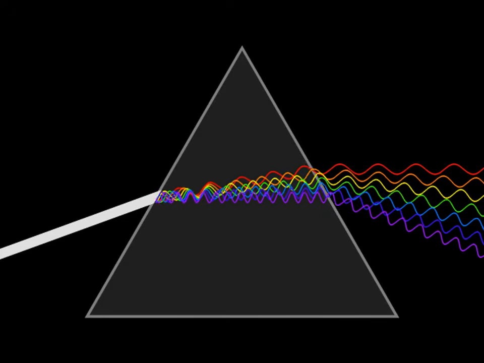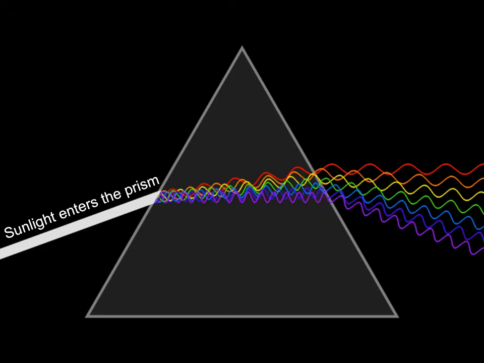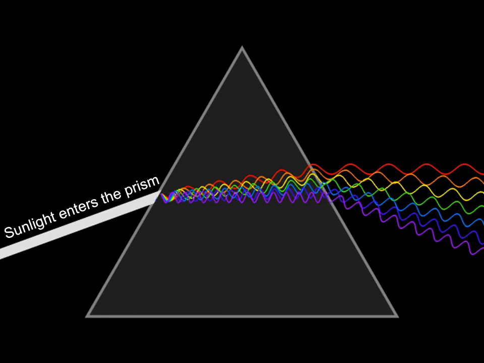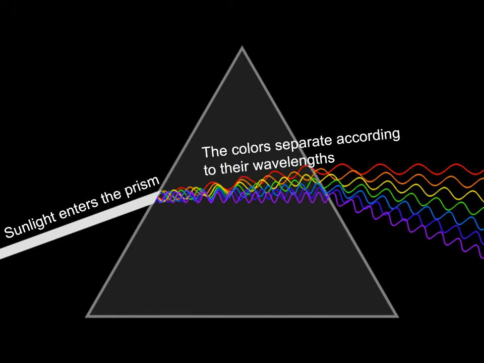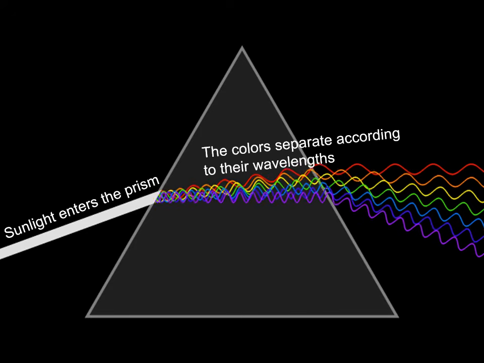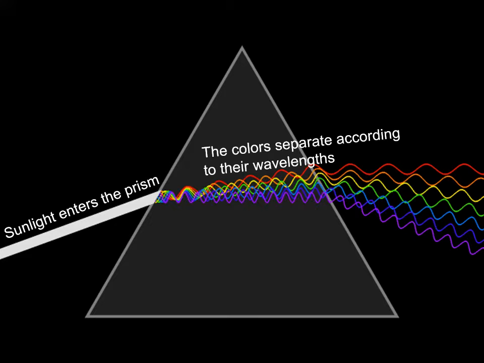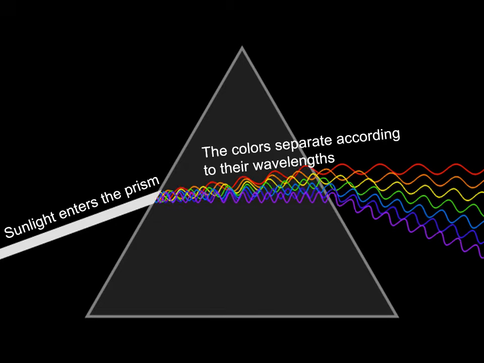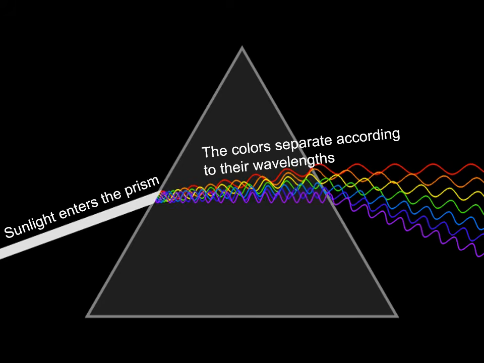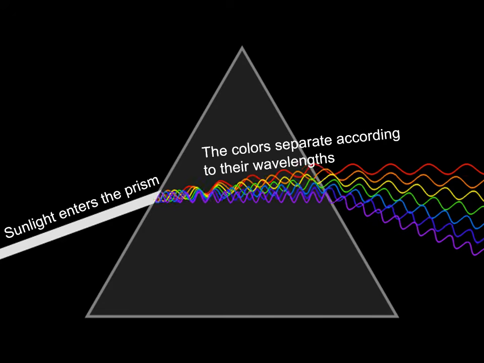This animation here shows what I just mentioned. Coming in from the left, we have sunlight or white light. Because of the curvature of the glass prism, the individual wavelengths are separated. You can see that red has a wider wavelength and the violets have a more narrow wavelength, proving that sunlight or white light, visible light, is actually made up of a mixture of colors.